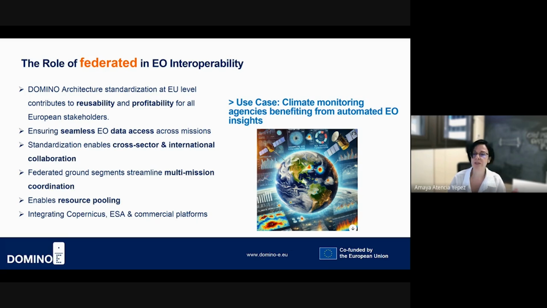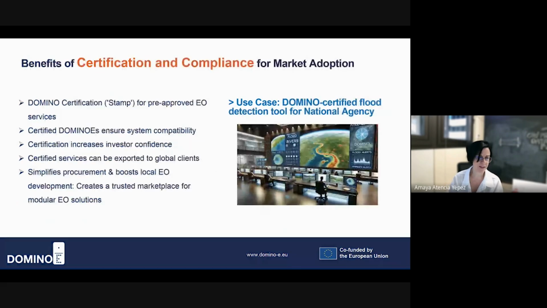A use case I'm providing here in the presentation shows different possible benefits in terms of real applications, like a number of agencies monitoring the climate that may benefit from the automation of this federation and access to different EO data from different international institutions. Please, next one.